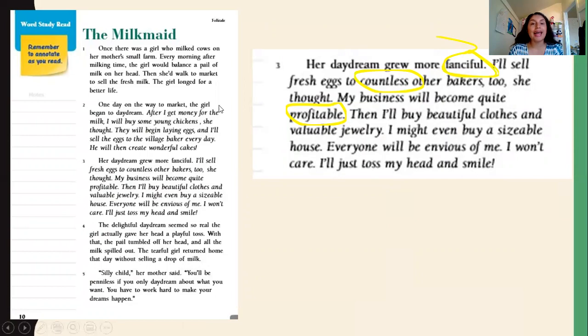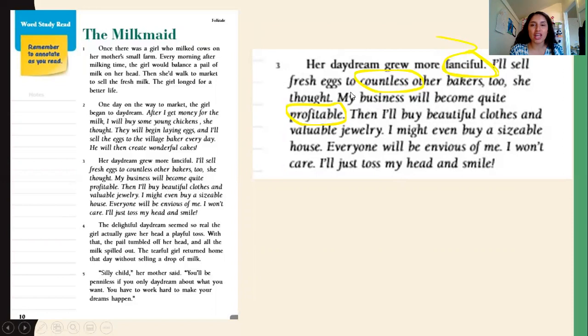This week you're going to read The Milkmaid. And in The Milkmaid, you're going to encounter these suffixes, the suffix able, less, and full. Okay, I'm going to go ahead and read paragraph 3. And remember that I'm going to model what you're supposed to do during your reading. Her daydream grew more fanciful. Fanciful? I'm not sure I know what that word means, but Miss A taught me the suffix full. So full of fancy? Well, the word fancy, is she talking about riches here? Her daydream grew more fanciful. This person is using her imagination in such a way that it's full of grandiose ideas, big ideas, right? Full of just wonderful imagination, imaginary ideas.